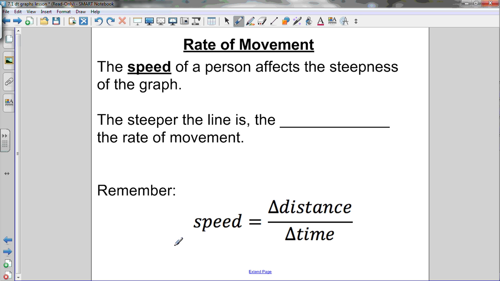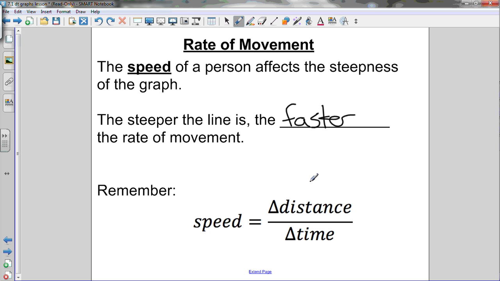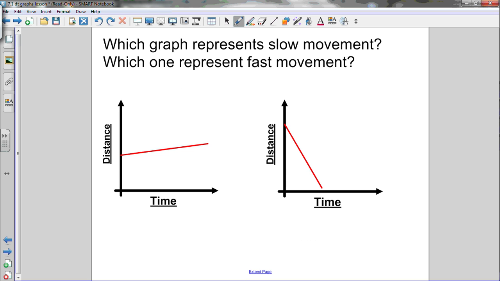One other thing we need to talk about is the rate of movement. The line can also show us how fast someone is moving. So the speed of a person affects the steepness of a graph. The steeper a line is, the faster the rate of movement. And why is that? The steeper a line is, that means they're covering a greater distance in a shorter amount of time. So the greater the change in distance compared to time, the faster the speed is going to be. Because remember, speed is change in distance divided by change in time. So the greater the distances that you're covering, that's going to give you a greater speed value in relation to time. So let's take a look at that.